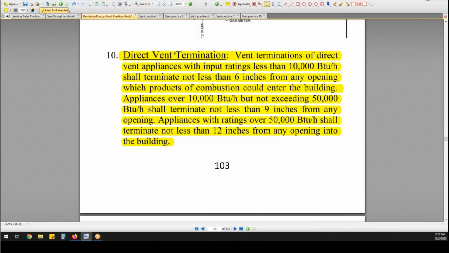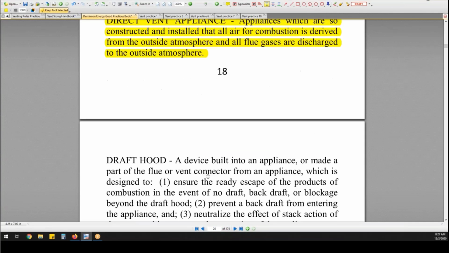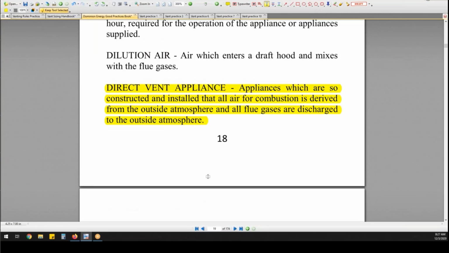A direct vent appliance, okay? That's the next question. What is a direct vent appliance? Where'd you find the information for that at? Page 18, good practices. Direct vent appliances, appliances which are constructed and installed so that all air for combustion is derived from the outside atmosphere and all flue gases are discharged to the outside atmosphere.